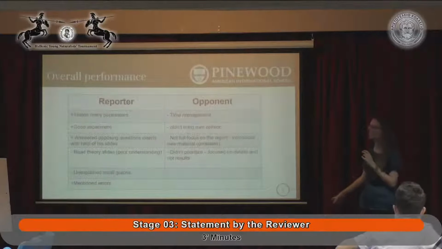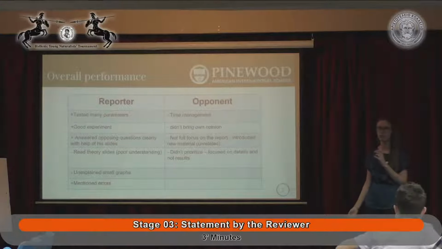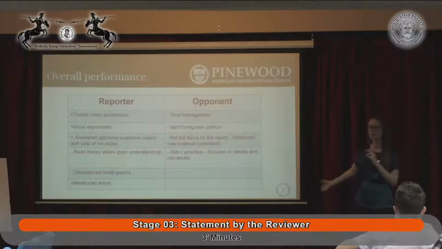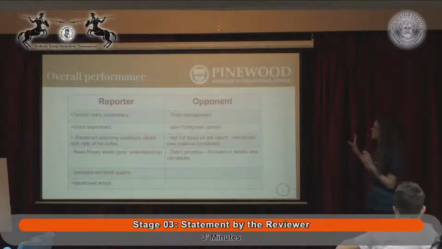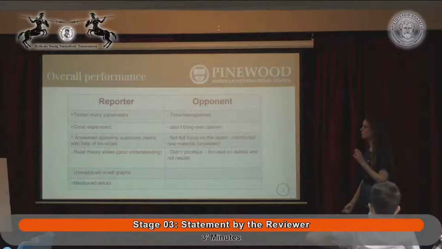So overall, the reporter's experiment was great. There were many things tested. He did many different experiments. He tested so many different parameters. He answered all the questions of the opponent using the theory of his slides. The only thing that he didn't explain is graphs, even though he had them.